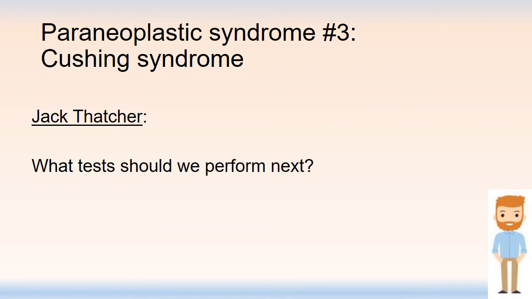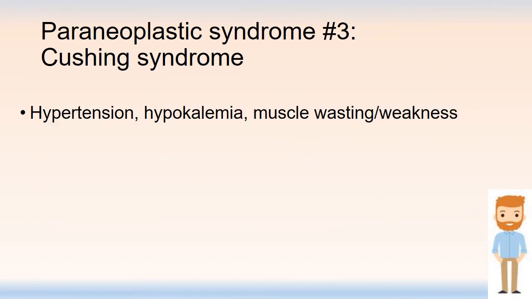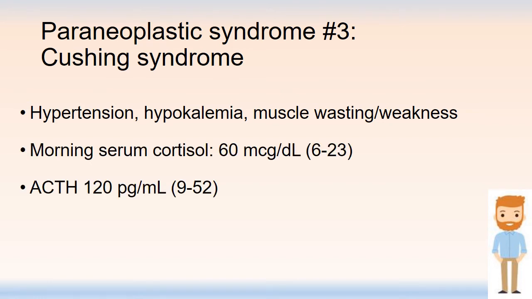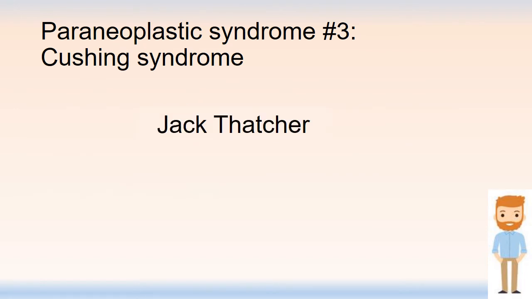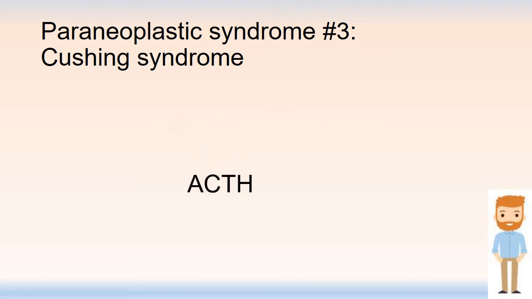So what test should we perform next? Keep in mind he's got hypertension, hypokalemia, muscle wasting, and weakness. So one of the things we would like to check is his morning serum cortisol, which is elevated. And an ACTH level also shows elevation. So this is diagnostic of hypercortisolism caused by ACTH secretion. This is a form of Cushing syndrome. Mr. Jack Thatcher has paraneoplastic Cushing syndrome mediated by ACTH, adrenocorticotropic hormone.